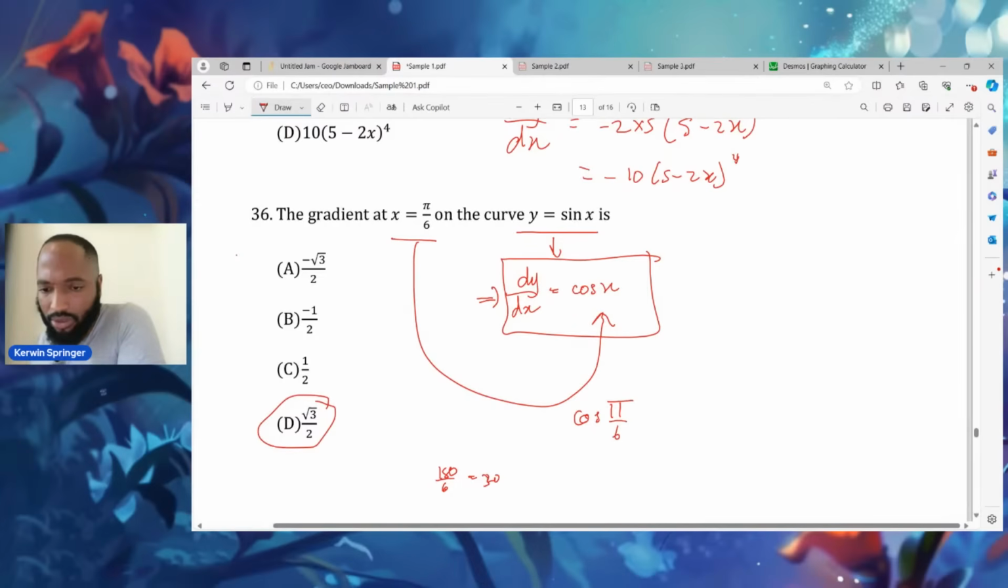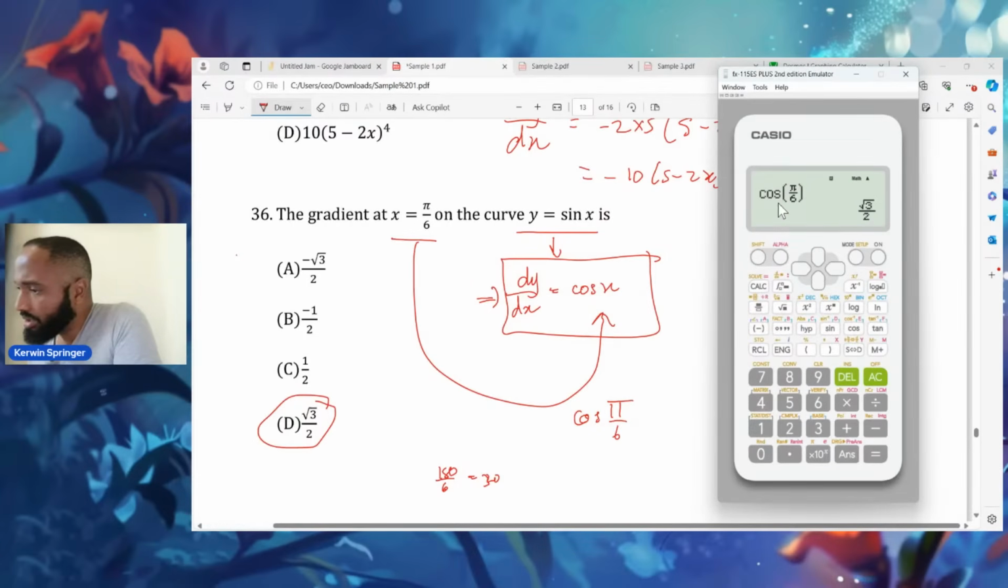Wait, somebody said the wrong thing. Did I do the wrong thing? Differentiate this. You get cos pi over 6 is root 3 on 2, D. Did you get this one wrong?